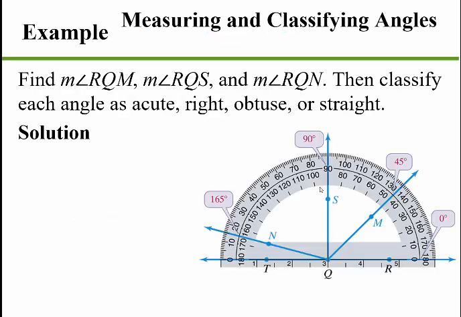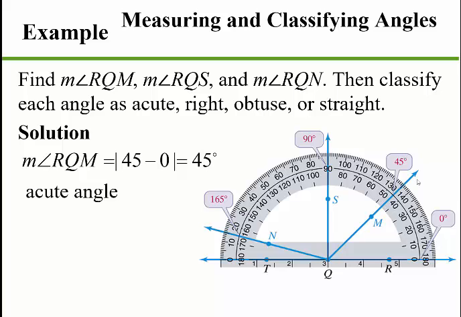All right, so let's find the measure of angle RQM, the measure of angle RQS, and the measure of angle RQN. Then classify each angle as acute, right, obtuse, or straight. So RQM: the bottom ray is 0, the top ray is 45. That means that angle measures 45 degrees. It's an acute angle.